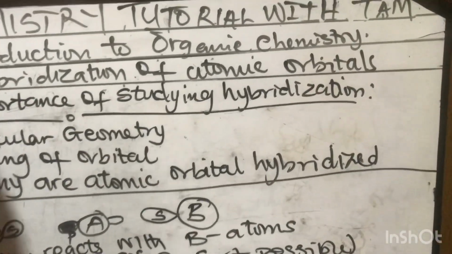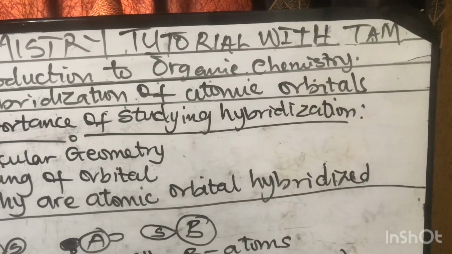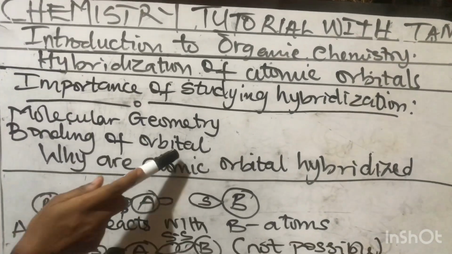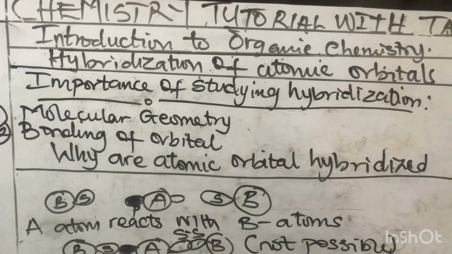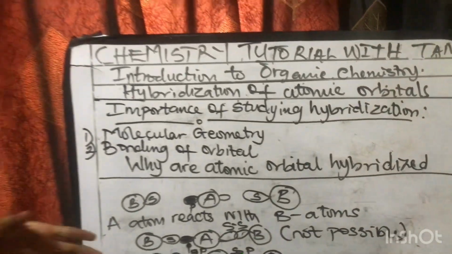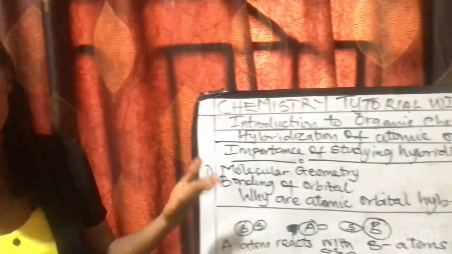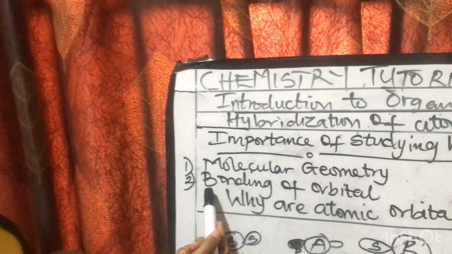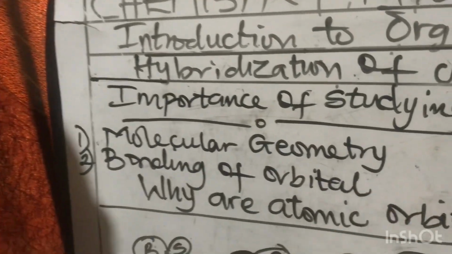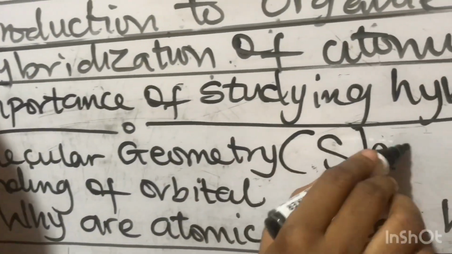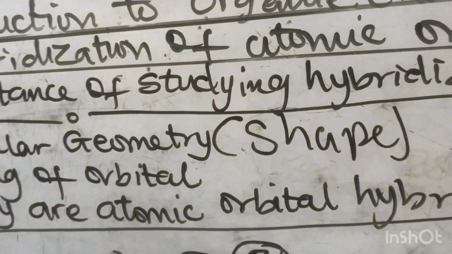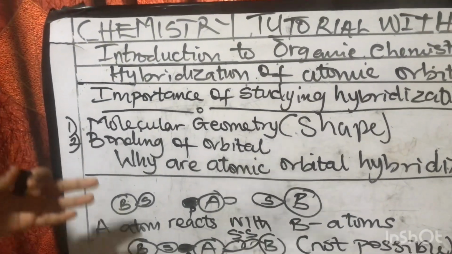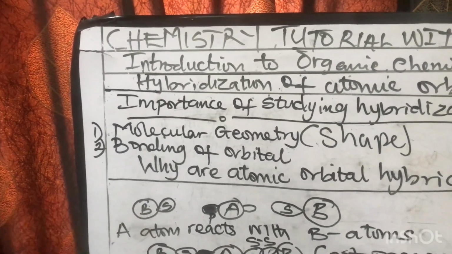Importance of studying hybridization. The two main importances of studying hybridization are molecular geometry and what? Bonding of orbitals. Hybridization has to do with explaining how orbitals are being bonded. Hybridization is the mixing of orbitals, so hybridization is telling us the bonding of orbitals, and molecular geometry is talking about the shape of the orbital. Through hybridization, we can determine or deduce the type of shape of a particular orbital when it is mixed.